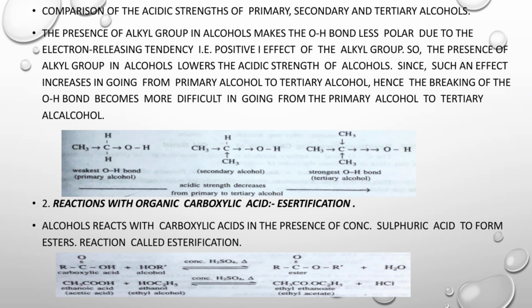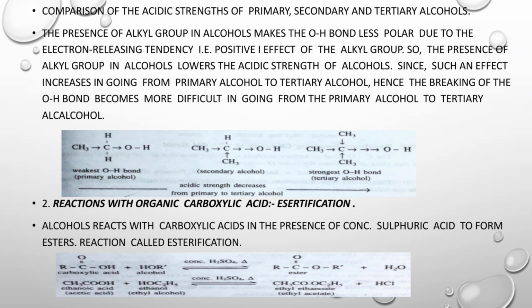The bond between oxygen and hydrogen breaks not easily. It becomes difficult in tertiary alcohol. Similarly, in secondary alcohol, as that of primary alcohols, we have two alkyl groups, which are electron releasing groups, which form positive I effect, due to which it is difficult to break down the oxygen and hydrogen atom.